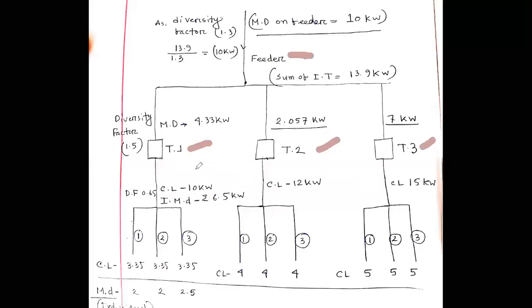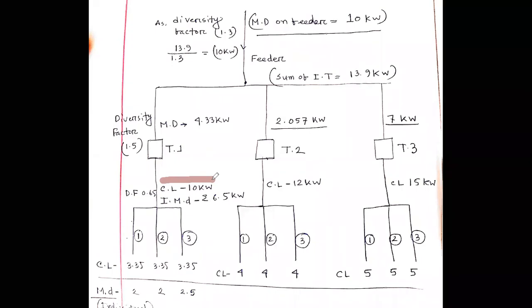And on every transformer, suppose we take three consumers, 1, 2, and 3. I will discuss transformer 1, and the same explanation applies to transformer 2 and transformer 3. In the example, we are given that transformer 1 has a connected load of 10 kilowatt.